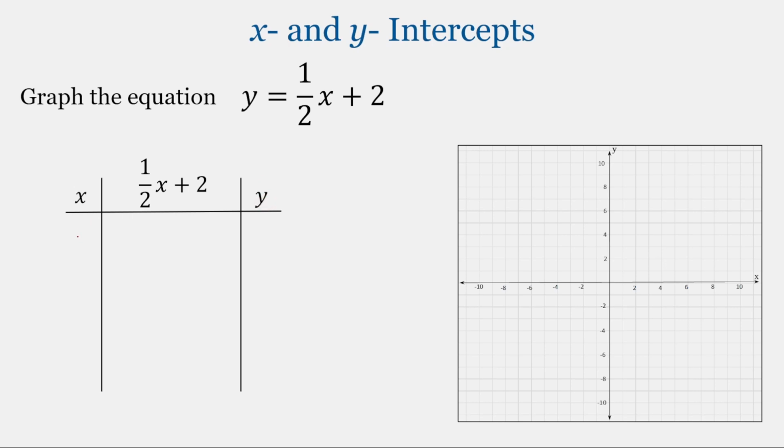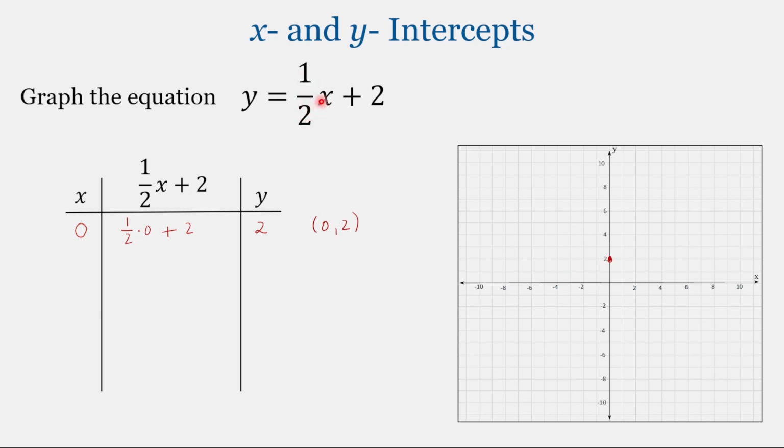Now we can pick any numbers we want, but I'll usually pick 0 if allowed because the arithmetic is often easier than it is with other numbers. So when x is equal to 0, we have 1/2 times 0 plus 2. So we have a y value of 2. So this is the ordered pair 0, 2. And we can put that on our graph.